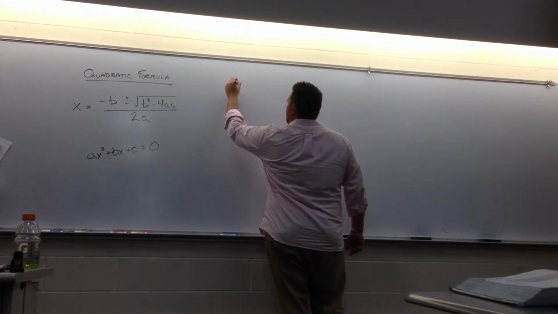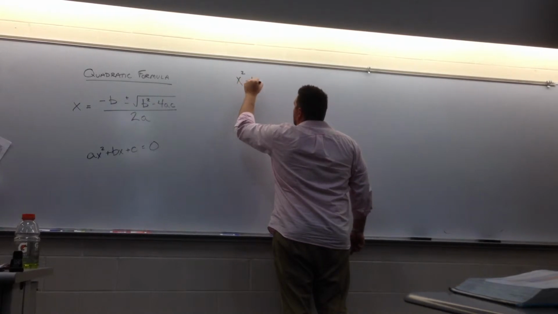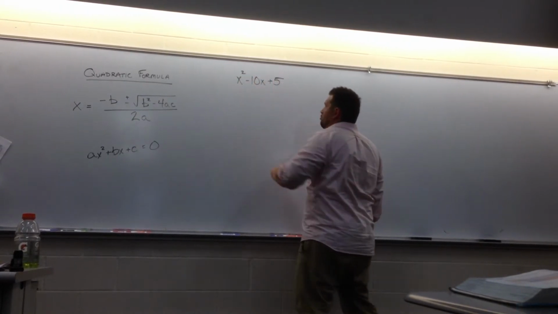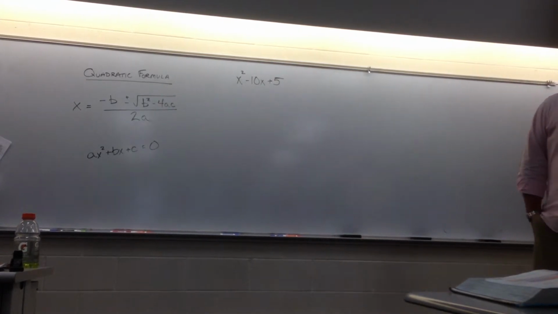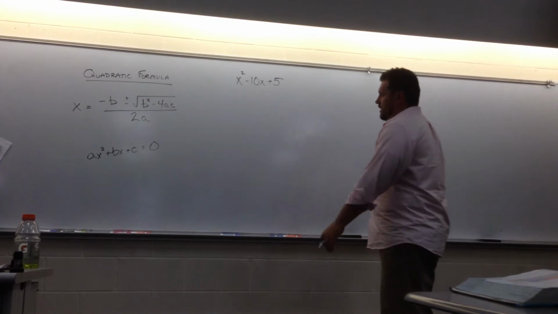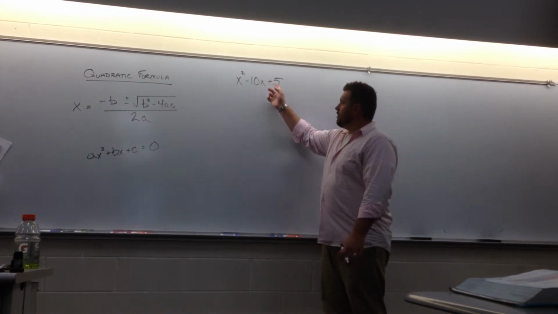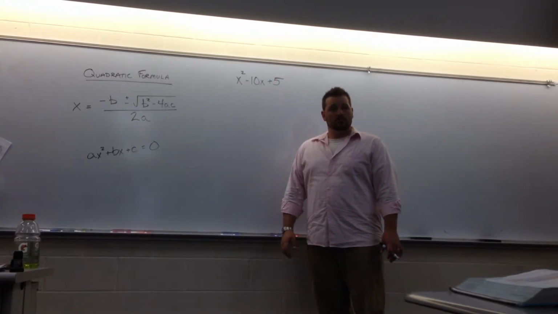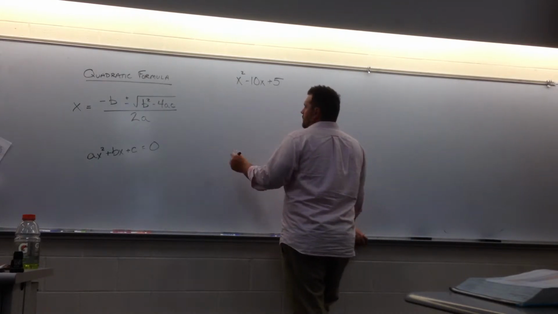So let's say we have x squared minus 10x plus 5. Okay? Now, can we factor this? No. There's no factors of 5 that can go together to make 10, right? But what we can do is we can plug this into the quadratic formula.